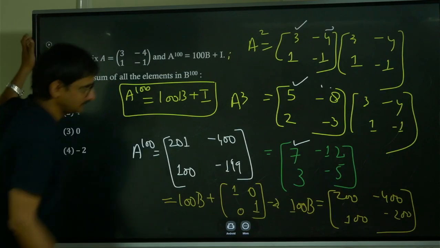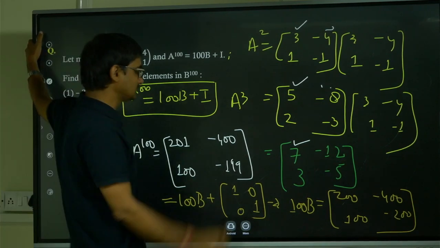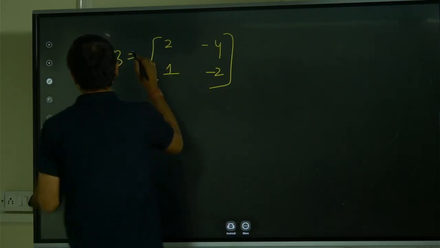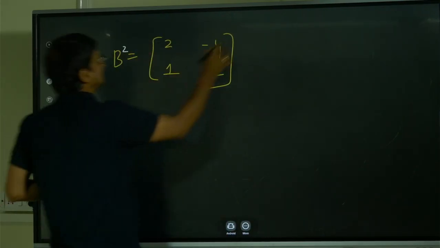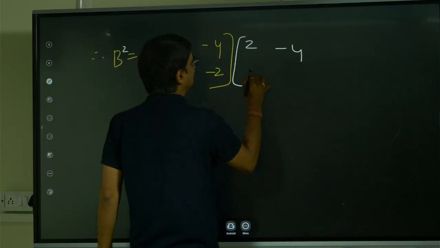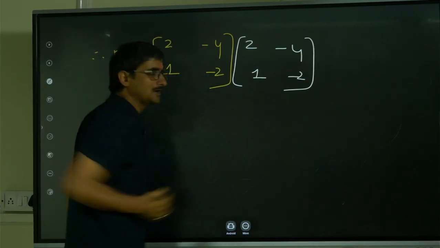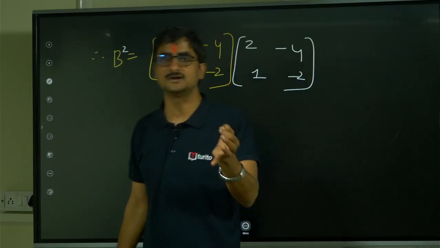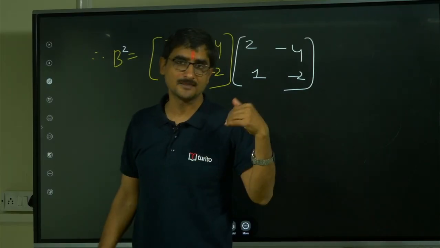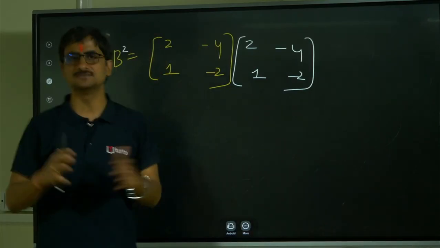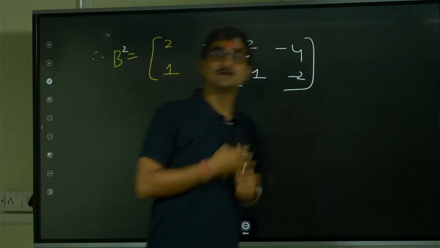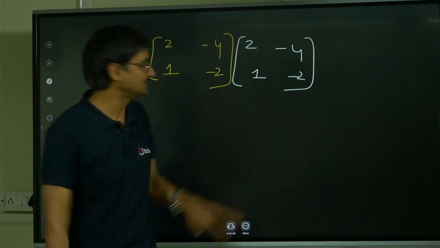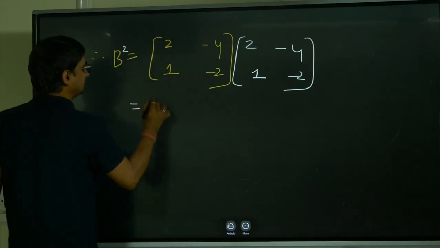If I'm not wrong, let's check it back. 2 minus 4, 1 minus 2, that's our B. So now we have to get B raised to the power. So again, let's start. That's how I normally do it. If we are asked to get a higher power of a matrix, I always start with a square, a cube, and try to get the pattern, some sequence, an AP, GP or some pattern, which can help us in writing the general term for the elements at all places. That's what I do. So the same thing I'm going to try here.